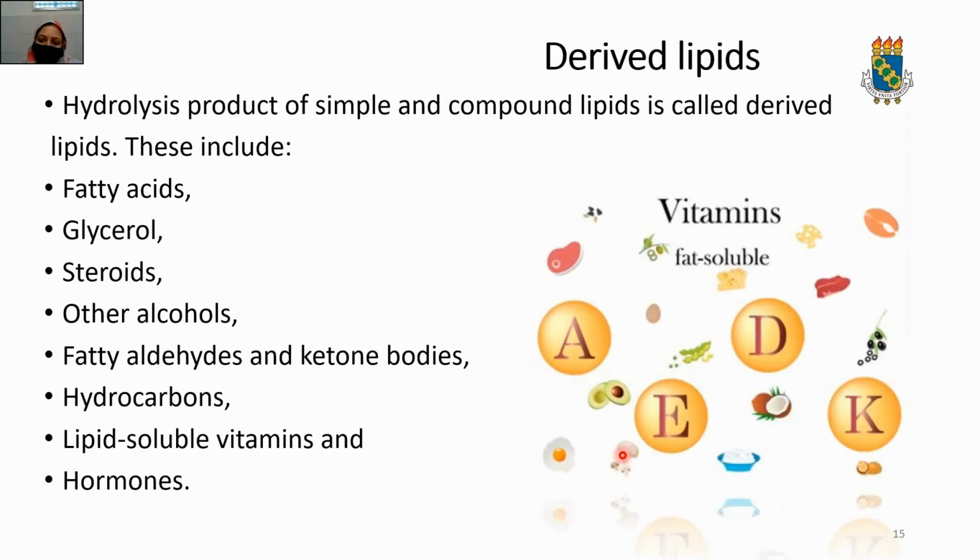Now we come to the third category of the structure-based classification of the lipids, which are the derived lipids. They are the hydrolysis products of simple and compound lipids, and hence they are called derived lipids. These include fatty acids, glycerol, steroids, other alcohols, fatty aldehydes, ketone bodies, hydrocarbons, and lipid-soluble vitamins, like vitamins A, E, D, and K. They don't have a specific group, they are miscellaneous regarding their structure and also their function.